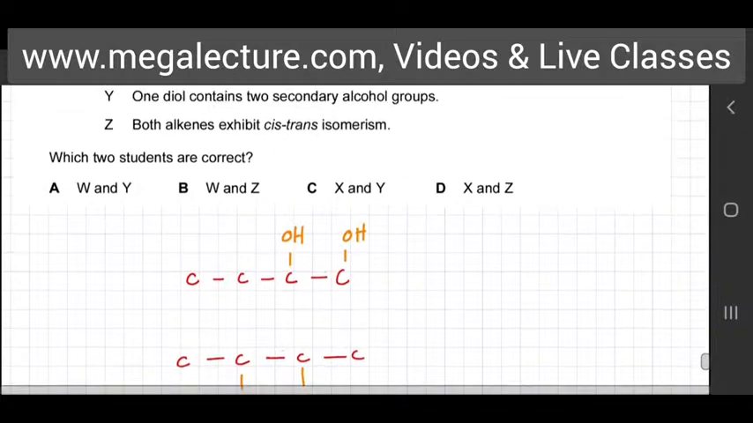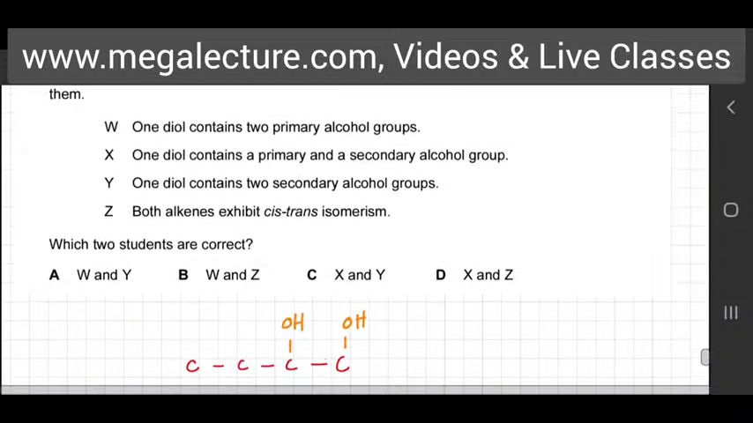So the question is about the two students making the statement. Statement W: one diol contains 2 primary alcohol groups. So one of the diols contains 2 primary alcohol groups, which is not true.